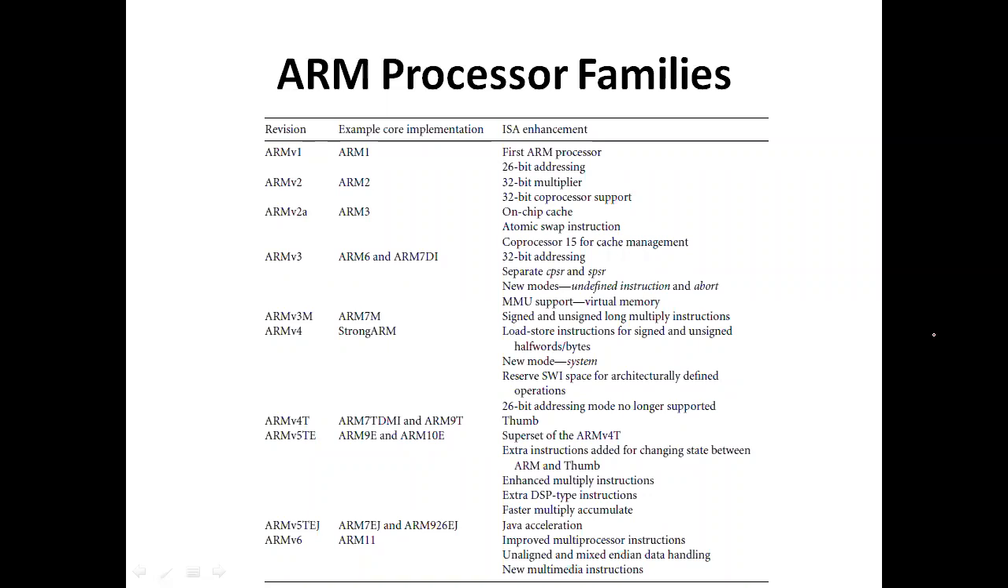That is ARM 9E and ARM 10E. They support ARM version 4T, with extra instructions added for changing the state between ARM and Thumb, enhanced multiply instructions, extra DSP type instructions, and a fast multiply accumulate unit. All of these are implemented from ARM version 5 TE onwards. In 5 TEJ, Java acceleration and improved multiprocessor instructions, unaligned and mixed endian data handling, and new multimedia instructions are provided in ARM 11 and ARM 7 EJ and ARM 9.